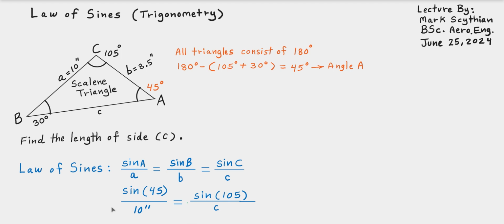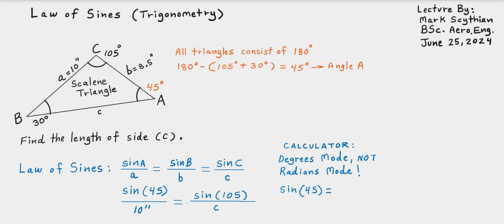By cross-multiplying, the sine of 45 times c is made equal to the sine of 105 times 10 inches, and we can algebraically solve for side little c. But first, make sure your calculator is set to degrees mode rather than radians mode, and then solve for the sine of 45 degrees, which is 0.707, followed by solving for the sine of 105 degrees, which is 0.966.